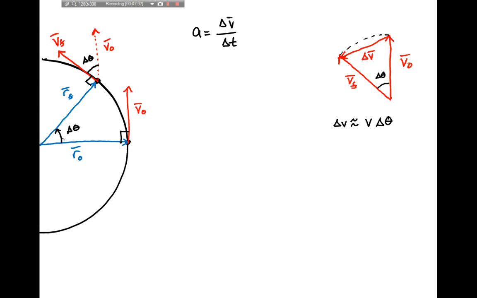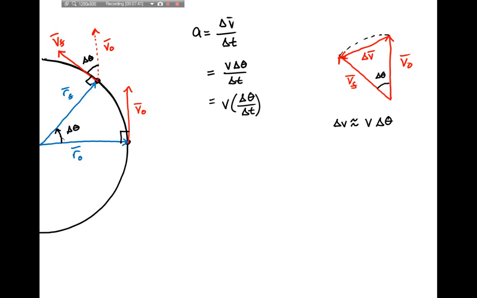So I can plug this into my formula for acceleration, and I see that my acceleration is v delta theta over delta t. Now, at this point, I'm still not quite done, because most of the time you're not going to be given the rate that the angle is changing. If I knew the rate that the angle was changing, I could plug it into this formula and find my acceleration, but most of the time that's not going to be given to you.